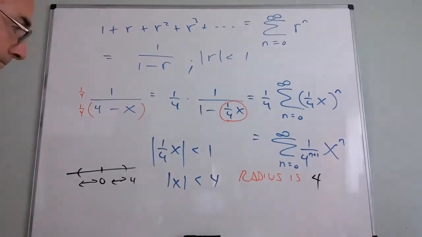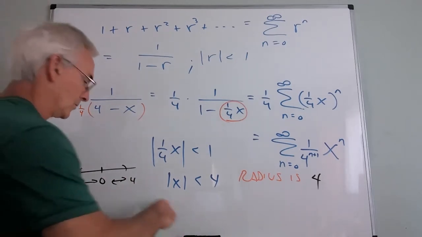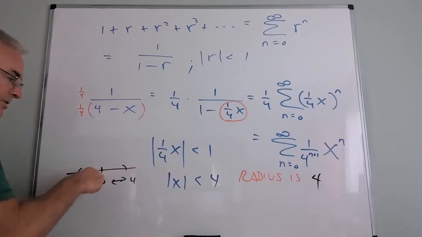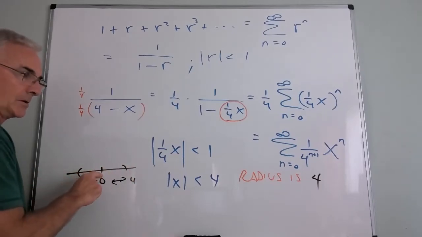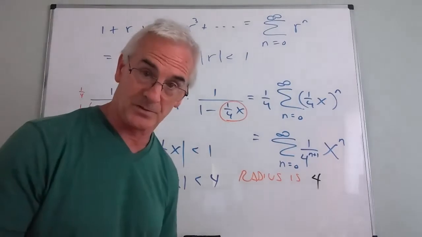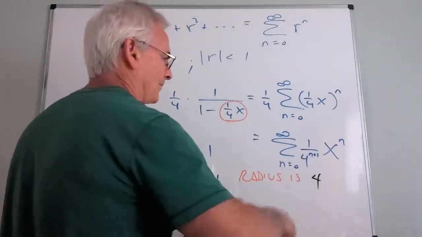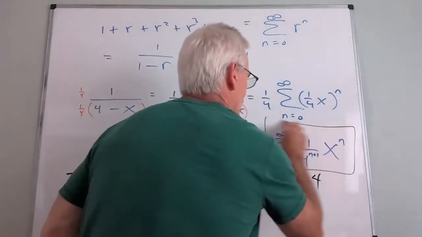Why are you calling it a radius for a sum? Well, the radius is how far I'm going in each direction to get my convergence. Okay, the radius of convergence.